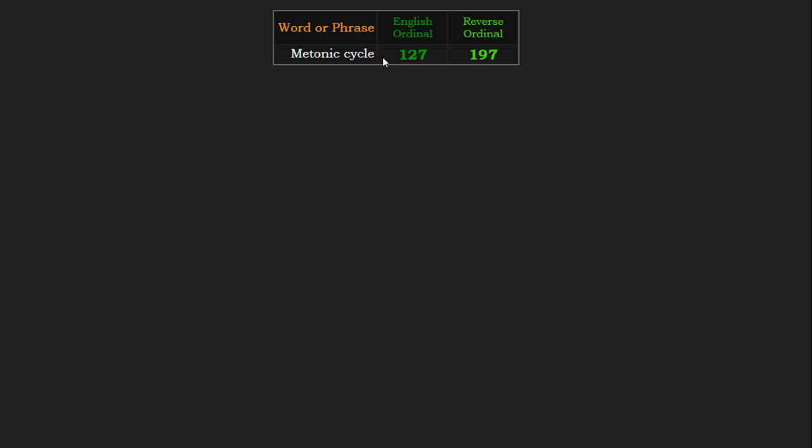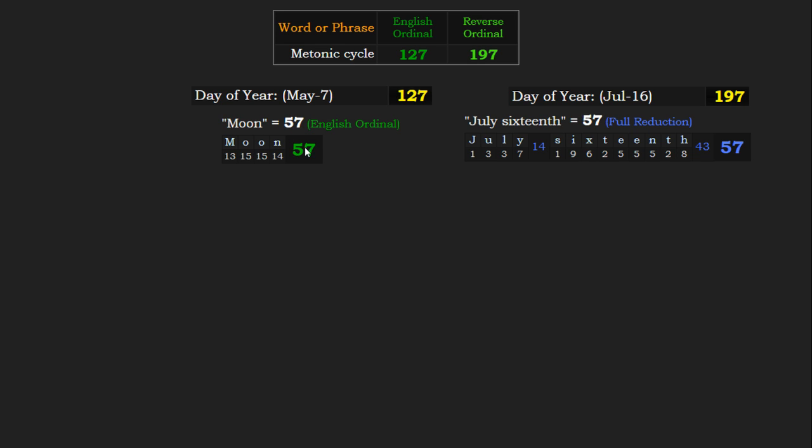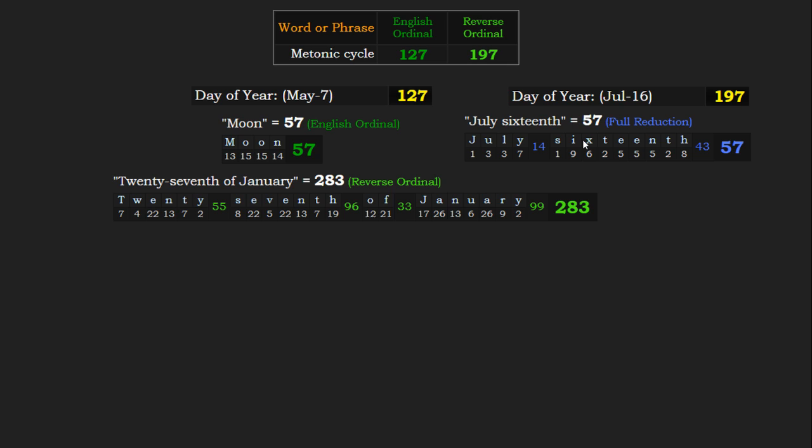But first, let's again look at the gematria of Metonic cycle. 127 ordinal, 197 reverse. Think about the 127th day of the year. This date is written 5/7. Remember, moon equals 57 in the alphabetic order. Meanwhile, the 197th day of the year is July 16th. And using the standard reduction method, July 16th sums to 57.